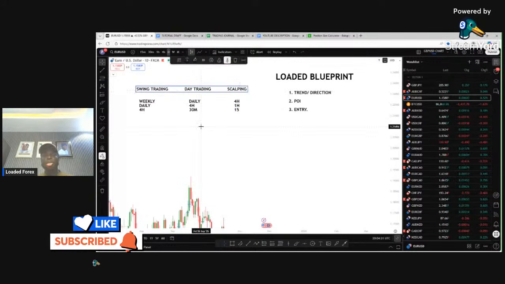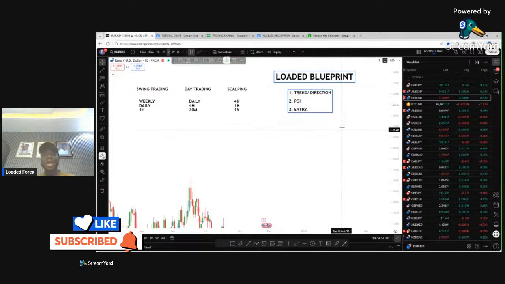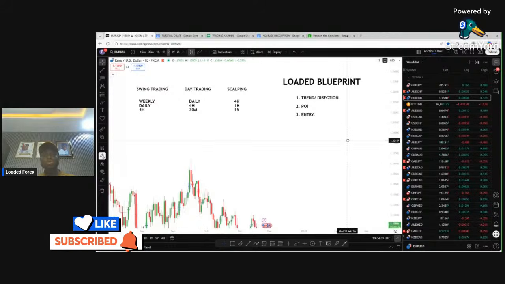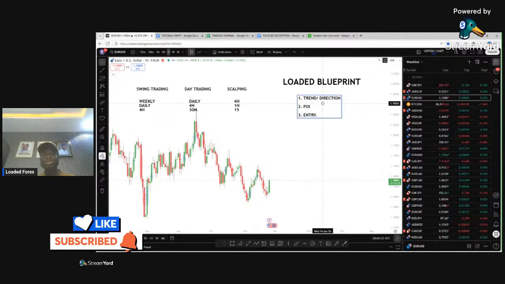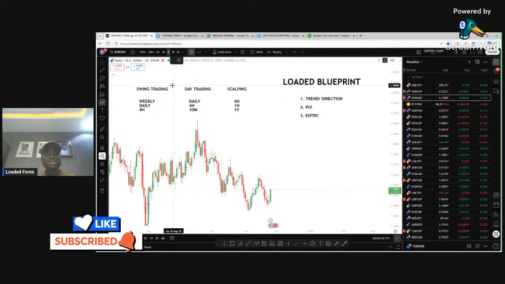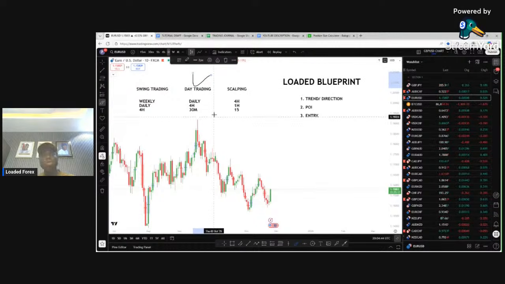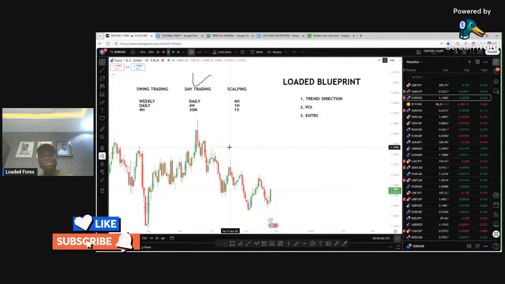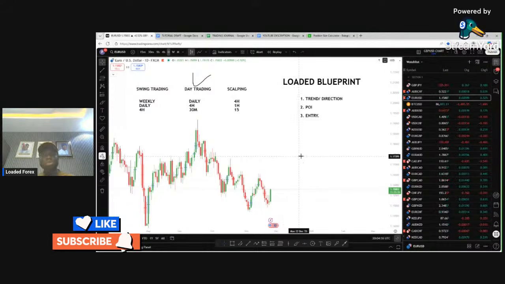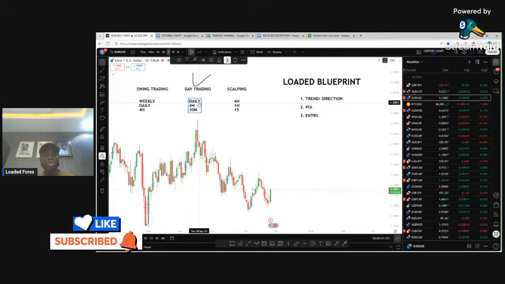But what I want to show you guys, we are day traders, and the system I want to show you right now will teach us how to use Loaded Blueprint as a day trader. So where do we belong under this trading style? We belong to day trading style. So the first time frame that matters to us is the daily time frame. Just go to the daily time frame, whatever market pair you want to trade or analyze, right? Go to the daily time frame, establish your trend.